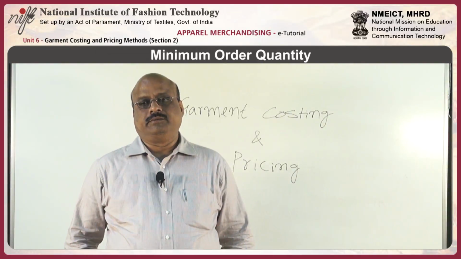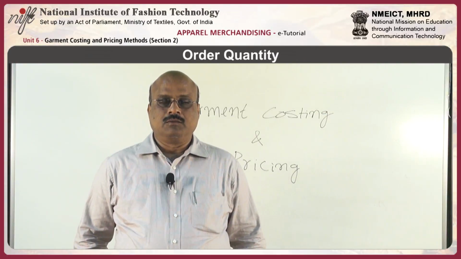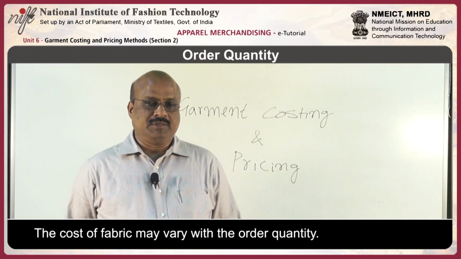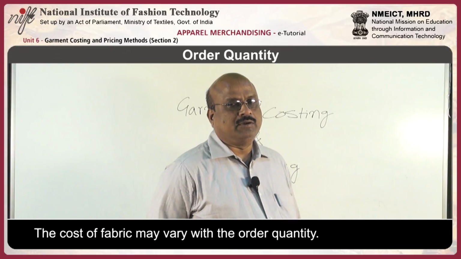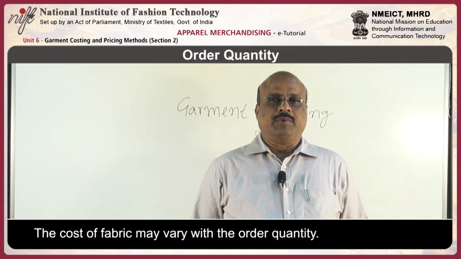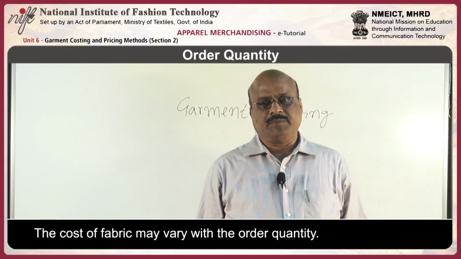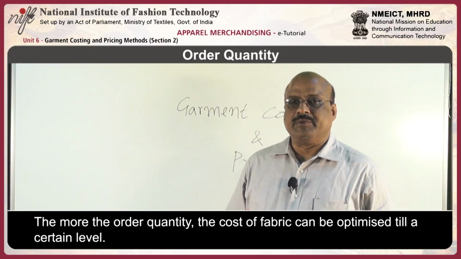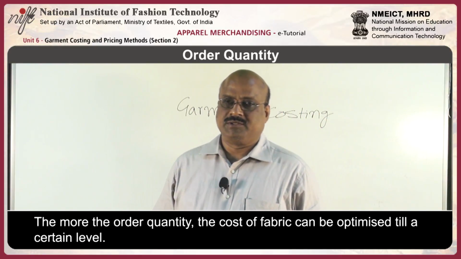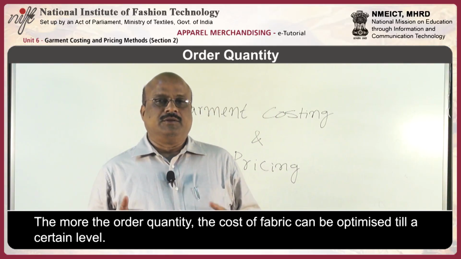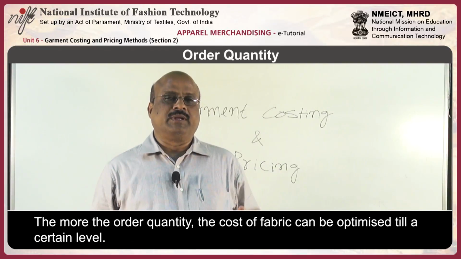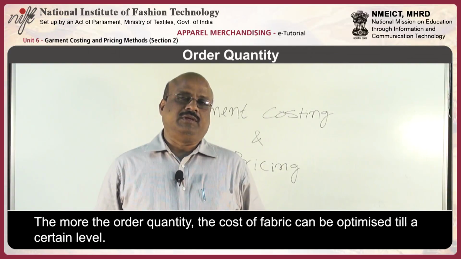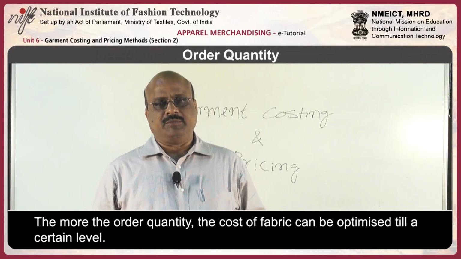The next concept is order quantity. What is order quantity? The cost of fabric may vary with the order quantity, because as the volume of the order increases, there is a possibility of bargaining a better price. The more the order quantity, the more the cost of fabric may be optimized to a certain level. So if the order quantity increases, there is scope for price reduction to a certain extent, and the price can be negotiated depending on the volume of the order.